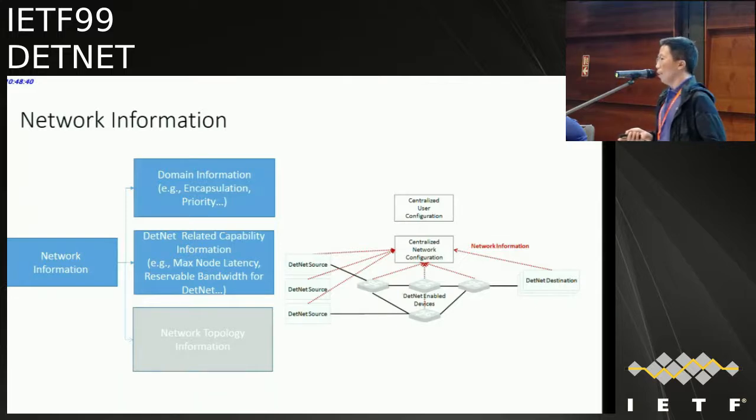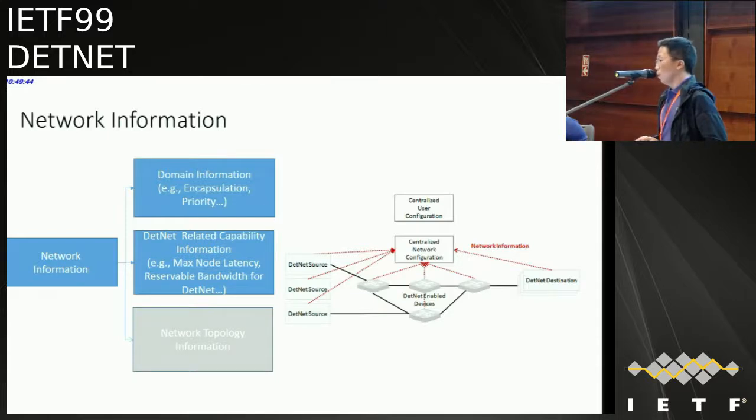This shows what kind of network-related information may be used to support the path computation and the establishment, which we categorize into three categories. The first one is domain-wide information. This is not dedicated to a single device or node; it applies to the whole domain. For example, there may be an encapsulation attribute that can be used for a specific domain, the priority that is allocated to DETNET flows, and also the network topology, which may have already been defined by other working groups, for example the IETF or another working group that is working on relevant YAML models.